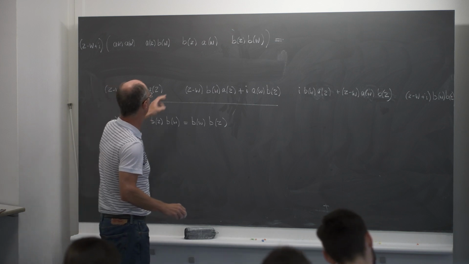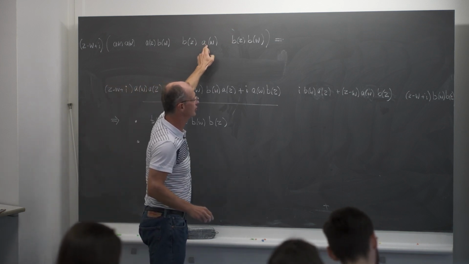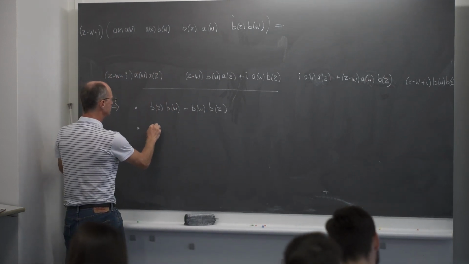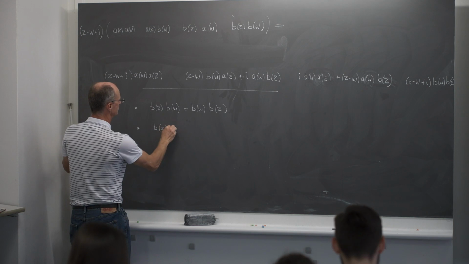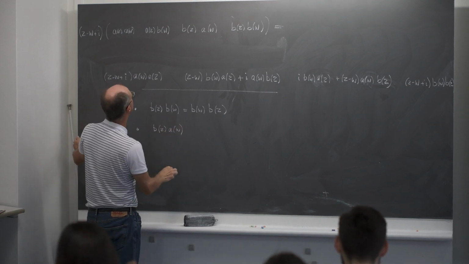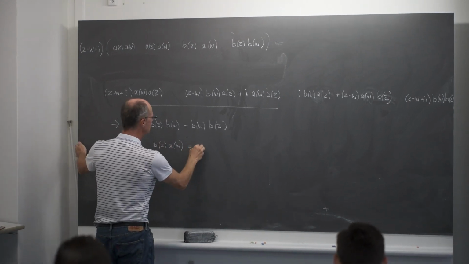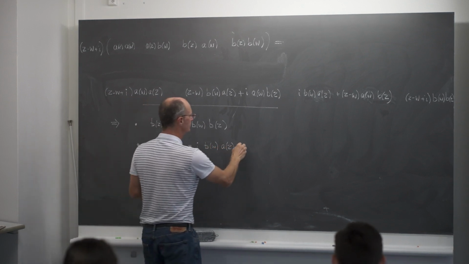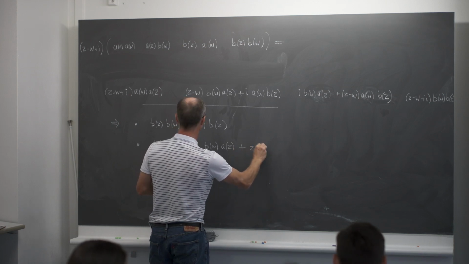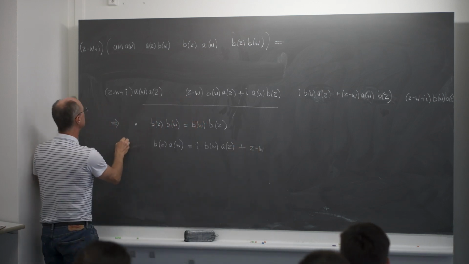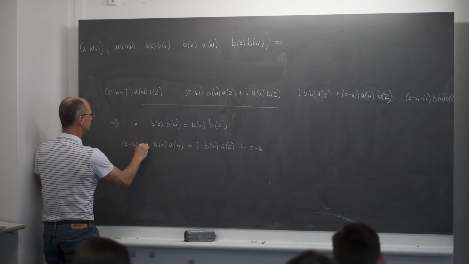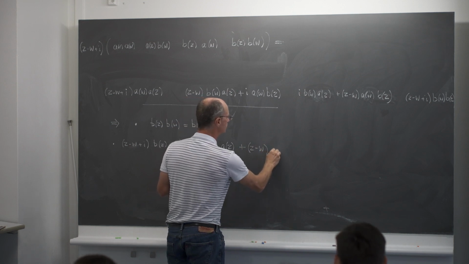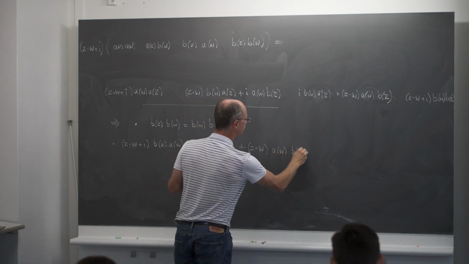Now, I'll be interested in the third term. So this equation I will... B of Z, A of W is I, B of W, A of Z, plus, here, Z minus W plus I, as Z minus W, A of W, B of Z.